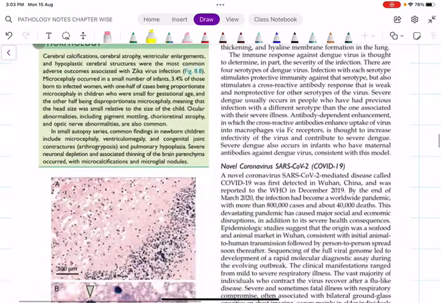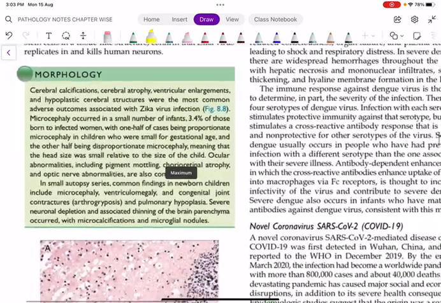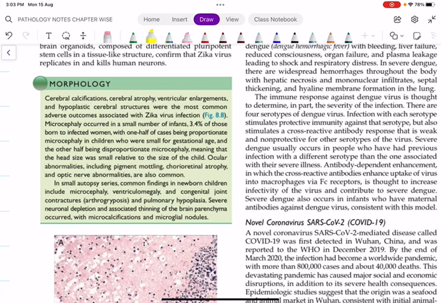Let us see about the morphology. This is the area where we have to focus. As far as pathology, whenever they ask about infectious diseases, please try to put a heading called morphology and write about the histopathological findings, because the rest of the things, like the features and structure of the Zika virus, you are reading in microbiology. So in such topics that I am discussing, please focus on morphology.